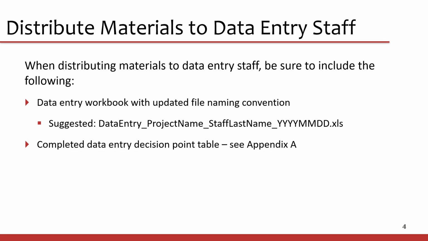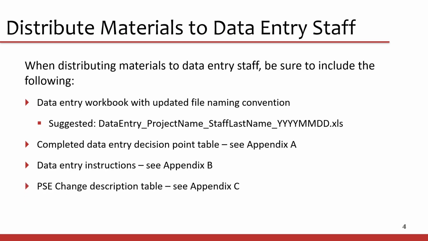Examples of possible decision points include identifying a cutoff point for participants who meet the guidelines, or determining how to estimate reach when actual reach is unavailable. You can find the decision point table in Appendix A of the user guide. The data entry instructions, which provide data entry staff with information on what data to enter and how to enter data in each tab of the workbook. You can find the data entry instructions in Appendix B of the user guide.